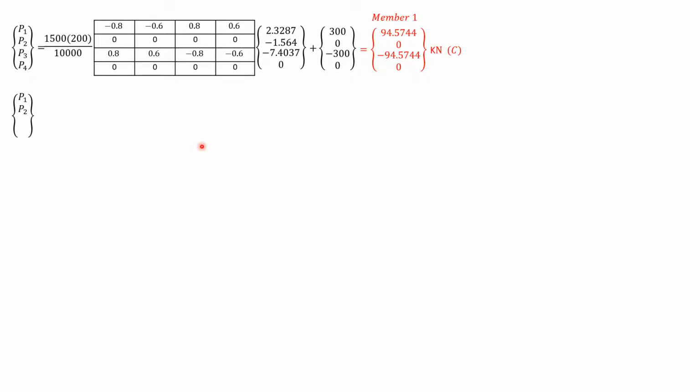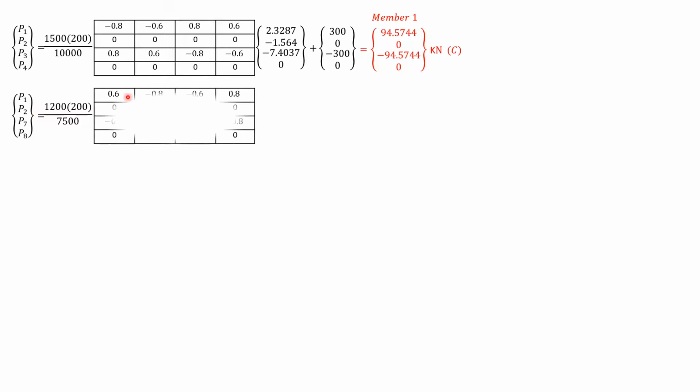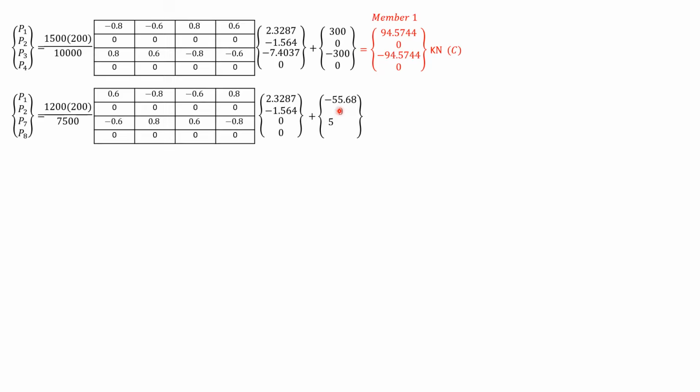For this member, member 4, I think, the area is 1,200, E is 200, length 7,500, then the cosine of member 4 is 0.6, the sine negative 0.8. Then the negative of row 1 and 0, 0, 0 times the displacements U1, U2, U7, which is 0, U8, which is 0, plus the fixed end force of member 4, negative 55.68, remember.